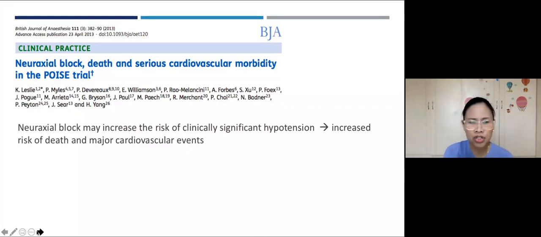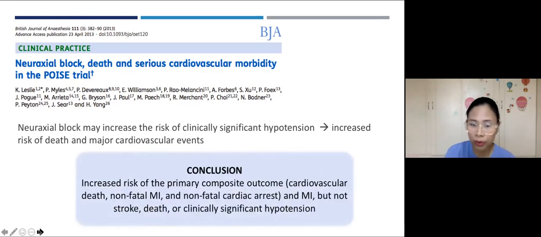So the POISE trial is a large study that tried to see the effect of giving a beta blocker preoperatively to patients undergoing surgery, and if giving a beta blocker would decrease morbidity and mortality. Some of the patients included in the POISE trial had a neuraxial blockade for the surgery. Okay, so what did the authors in this review find out?